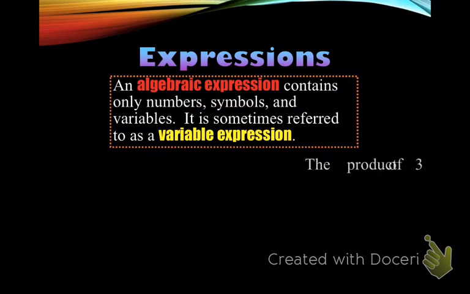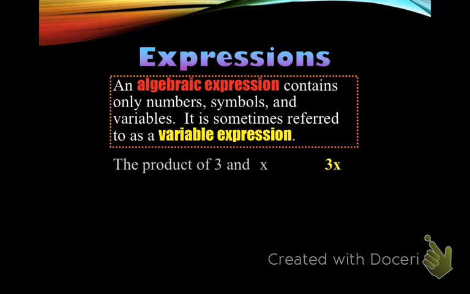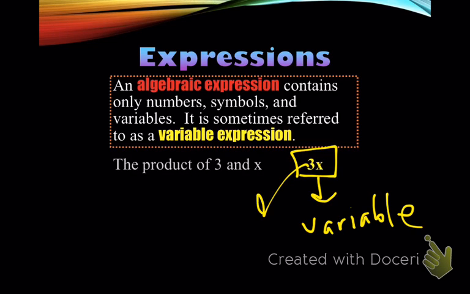You need to write this one down on your graphic organizer. The product of 3 and x. And if you look right down here, you'll see that we have 3x. What that means is multiplication is our symbol. X happens to be our variable. You need to know that this is a variable. And 3 is our number.